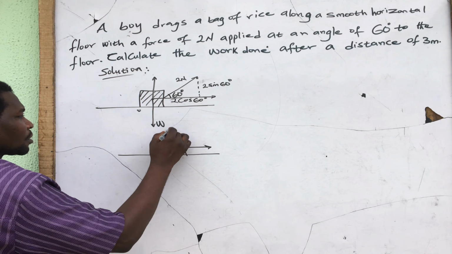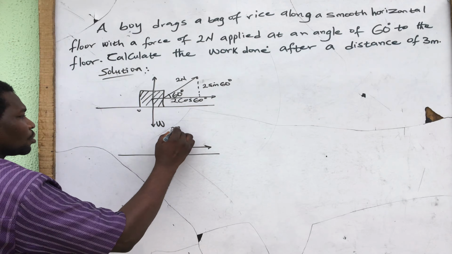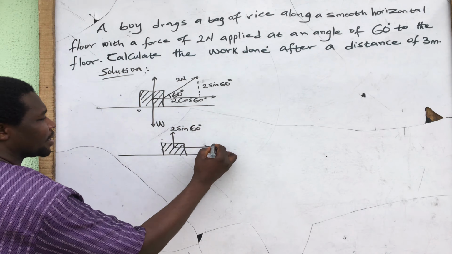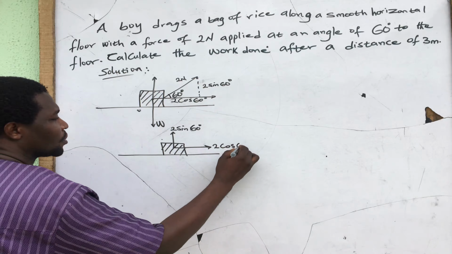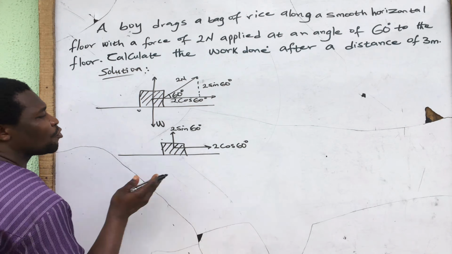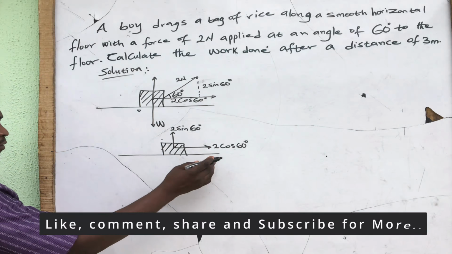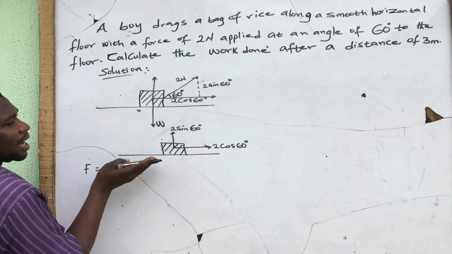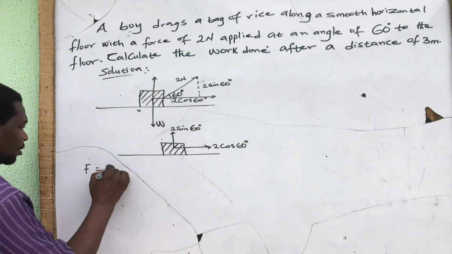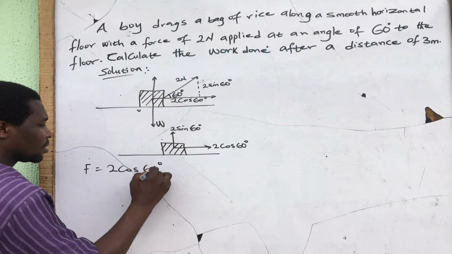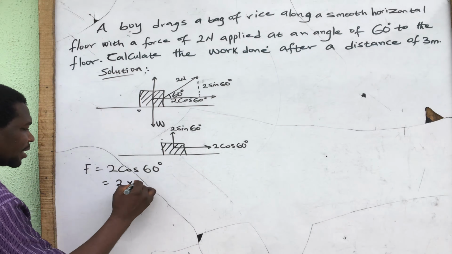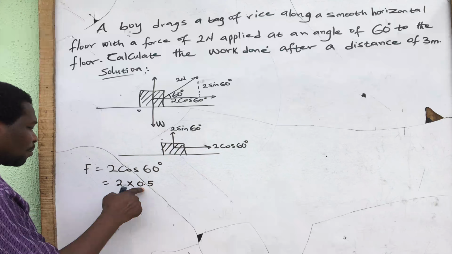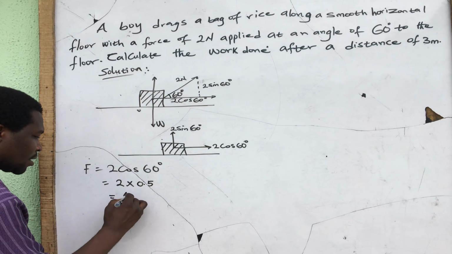The force to move it up is 2 sin 60 degrees, while this is 2 cos 60 degrees. So this is the force to move it along the horizontal. That's the force. So the force to move the bag of rice along the horizontal floor is 2 cos 60 degrees, and that is 2 times 0.5, because cos 60 is 0.5, and this is 1 Newton.